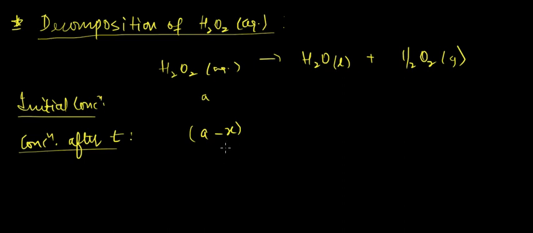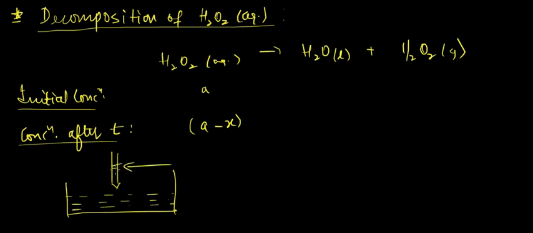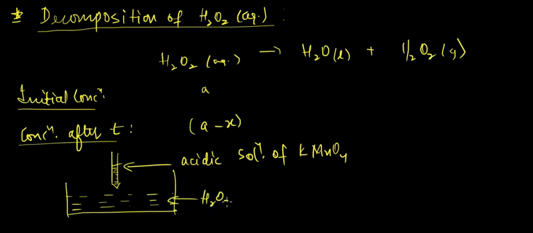So the reaction progress is followed in terms of the volume of KMnO4 when we titrate this H2O2 with an acidic solution of KMnO4. So this is the acidic solution of KMnO4, and this is H2O2 aqueous.